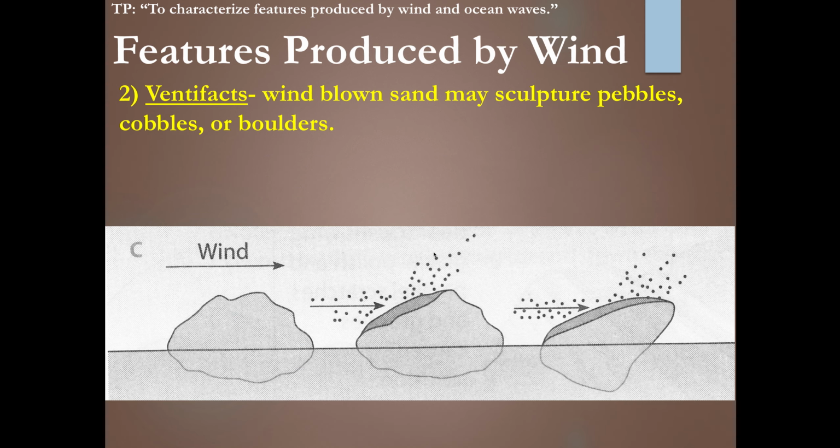2. Ventifacts. Wind-blown sand may sculpture pebbles, cobbles, or boulders. Notice that we have prevailing wind going from left to right, and notice that over the course of time, the left side of this coarse sediment is getting abraded, like physically weathered by sandblasting.